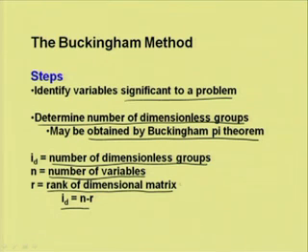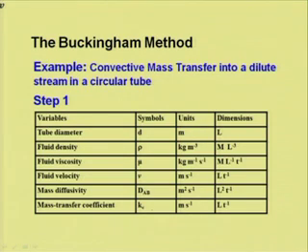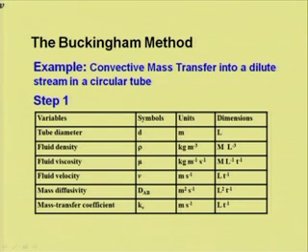So, now we will talk about what is the dimensional matrix and how to determine the number of dimensionless groups. So, let us consider a simple example of convective mass transfer into a dilute stream in a circular tube. The first step is to identify the variables pertaining to that particular problem. For this problem, these are the variables: tube diameter, which is symbolized as d, and the unit is m, and dimension is L. Similarly, fluid density, fluid viscosity, fluid velocity, mass diffusivity, mass transfer coefficient.